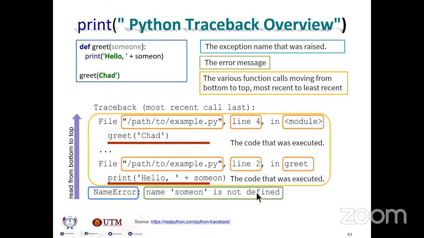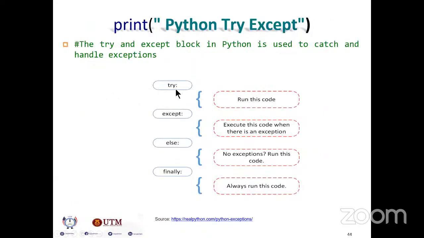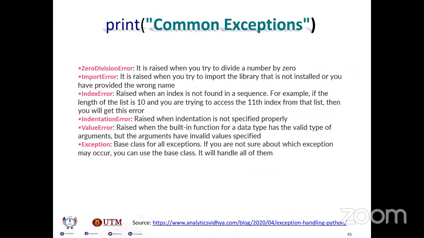That means not defined. That means there is a variable that is not defined. Okay, let's see. We already explained try and except, and we gave some examples. What we need to discuss here is the types of error. Okay, there is a zero division error, which is when you divide by zero.